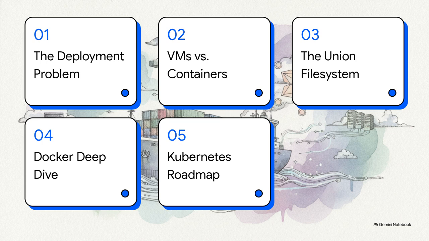1. The deployment problem. 2. VMs versus containers. 3. Unpacking the Union file system. 4. The Docker deep dive. And 5. Your Kubernetes roadmap. Let's get right into it.